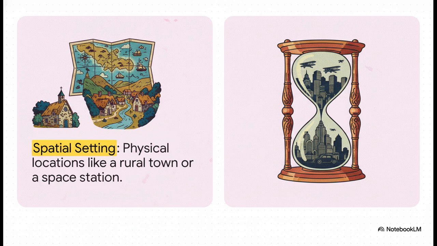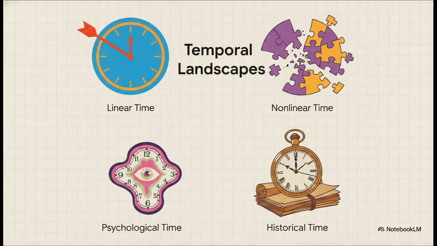On the flip side, we have temporal setting. This defines the historical moment. It could be a massive era like the Great Depression or World War II, or just a really specific summer afternoon. Time dictates what characters know, what they believe, and what they can actually accomplish within their world. But time within a narrative isn't just a ticking clock.